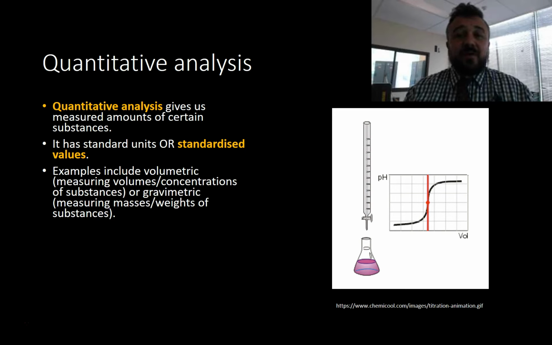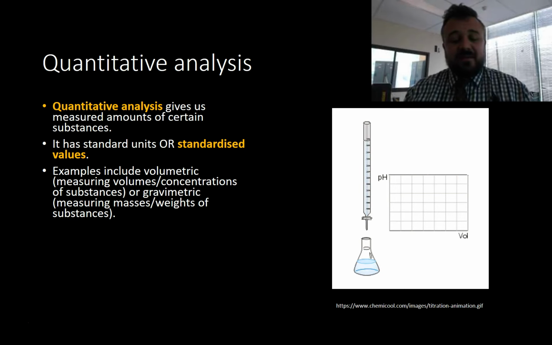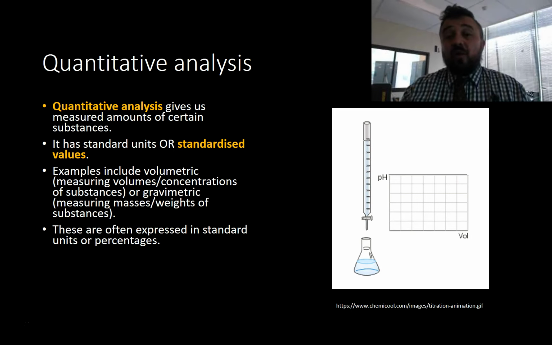And examples include volumetric analysis, which is the measuring of concentrations or volumes of liquids, gas usually. Or we have gravimetric analysis, which is measuring the mass or weight of certain substances, but we refer to it as mass. You just use a balance, which uses gravity to measure. That's why it's called gravimetric analysis. So we nearly always express these in standard units like grams or moles, or percentages.